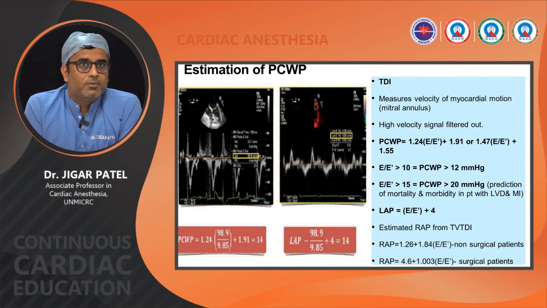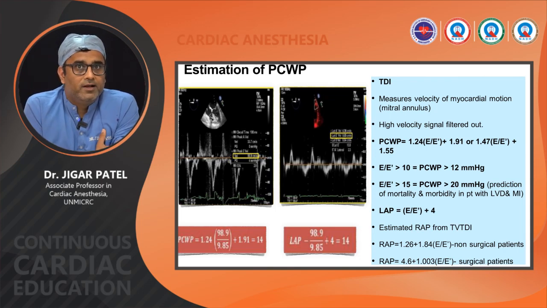And you can also estimate pulmonary capillary wedge pressure by applying tissue Doppler data. Tissue Doppler is a measurement of the velocity of myocardial motion. Here the high velocity signal is filtered out, and you have to measure E prime and A prime along with continuous pulse wave data of E velocity and A velocity. And when you apply this in the equation, PCWP is equal to 1.24 times the E/E prime ratio plus 1.91. So you can take the ratio of E/E prime and it indicates pulmonary capillary wedge pressure.